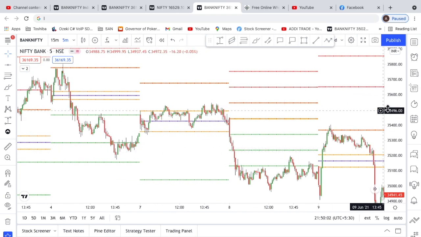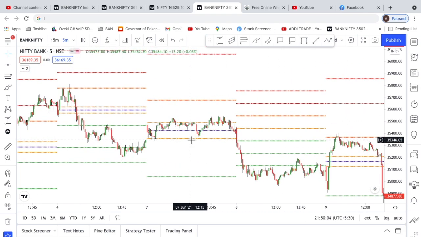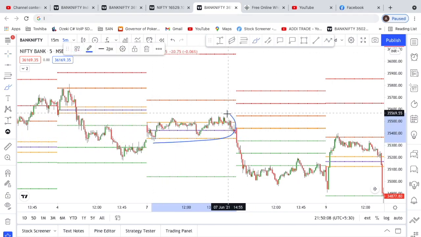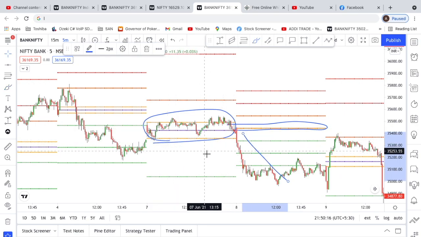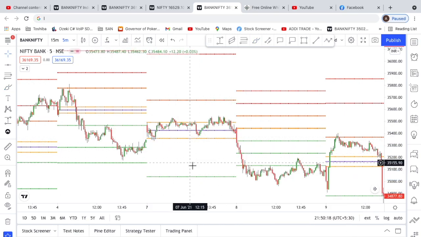See, this CPR is wide and how we stayed within this range. Here the CPR, this is a classic example. CPR is narrow, we had a trending day downside. Here the CPR is wide, we were sideways. And even in the sideways, we could have traded beautifully on CPR.